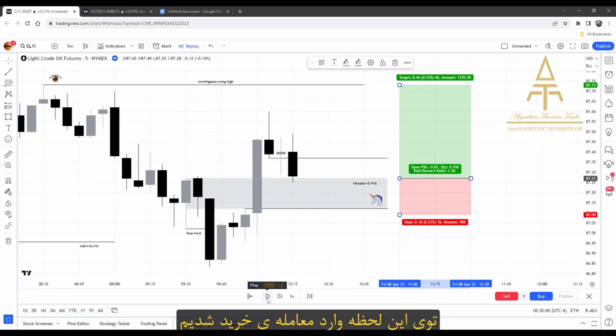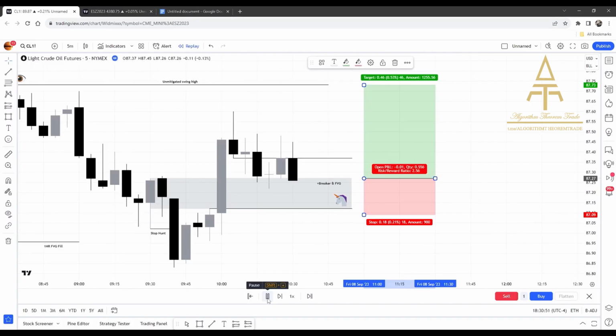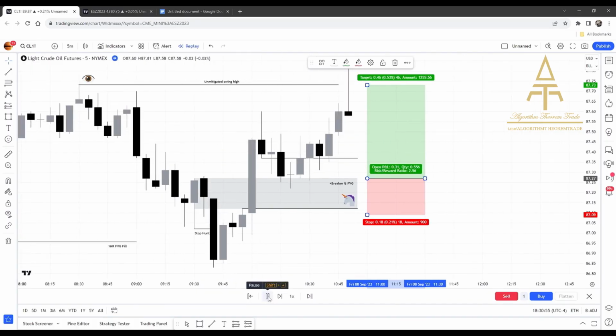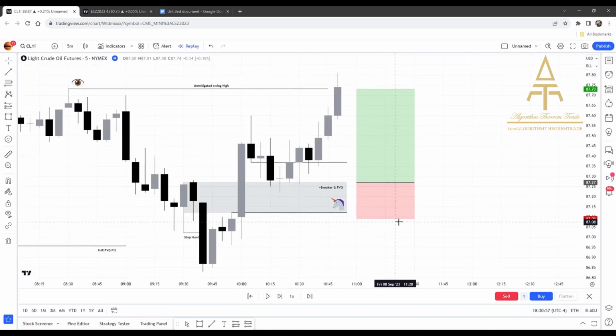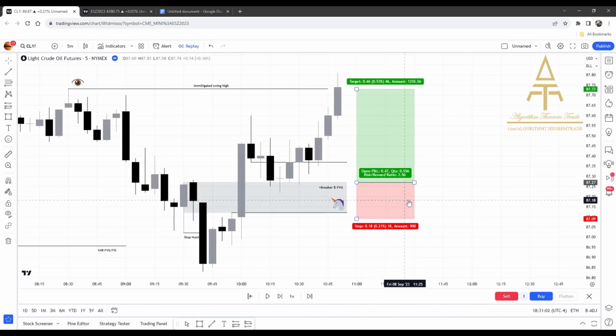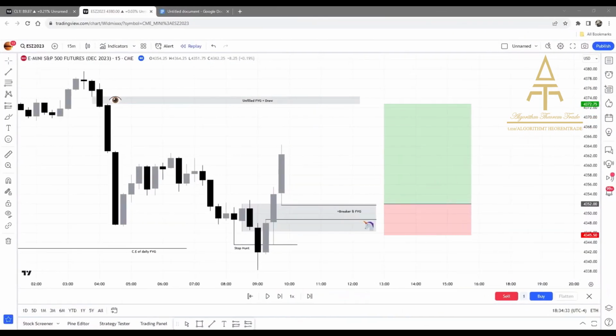At this moment in time, you would have entered your long position. At this moment in time, our draw on liquidity has been met. We have achieved 2.5 RR. Let's move on to our second example.